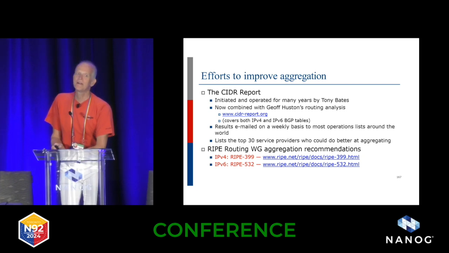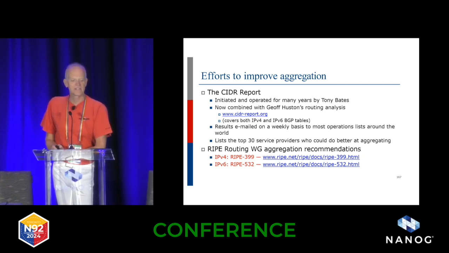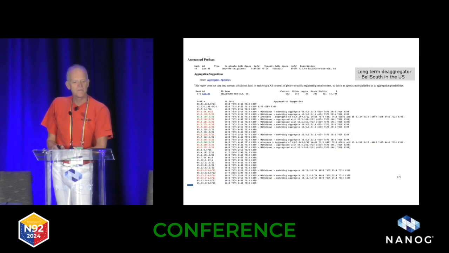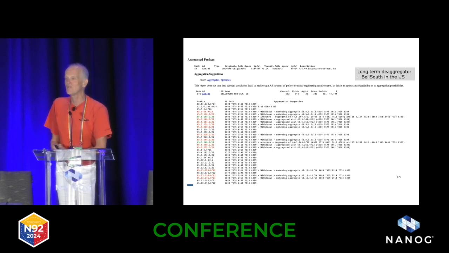The CIDR report, Tony Bates started years ago when he was at RIPE NCC, and then I ran it for a bit when I joined Cisco, and then Geoff left Telstra and started doing all his research things, so he now runs it. There's a nice little website, and you can see what's going on in the BGP table. You can pop your AS number into it, and you can find all the horror stories.